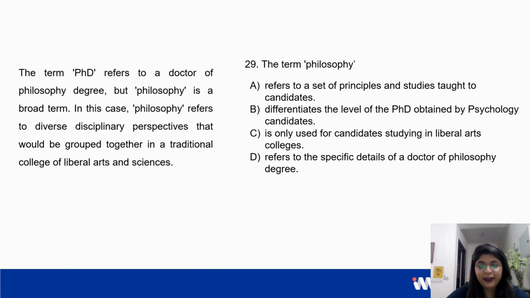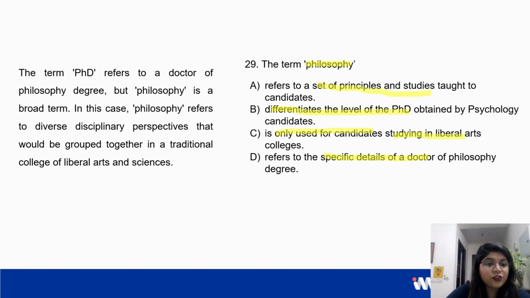Now the next question is, let us read the question. The term philosophy. So we need to find out some information related to the term philosophy. Look at the options. Philosophy refers to a set of principles and studies taught to candidates. It differentiates the level of PhD obtained by psychology candidates. Third option is only used for candidates studying in liberal arts. Lastly, it refers to specific details of doctors. So now we need to look for the meaning of the term philosophy.